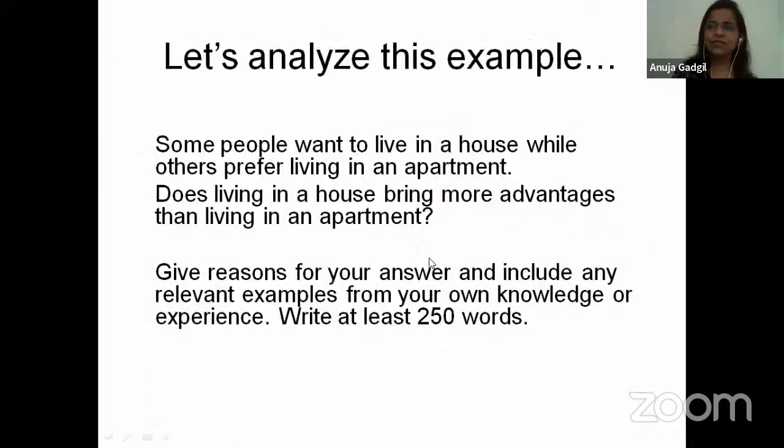Now let us understand one more example. Let us take one more example. Now I'm reading this example for you. All of you pay attention. Some people want to live in a house while others prefer living in an apartment. Does living in a house bring more advantages than living in an apartment?